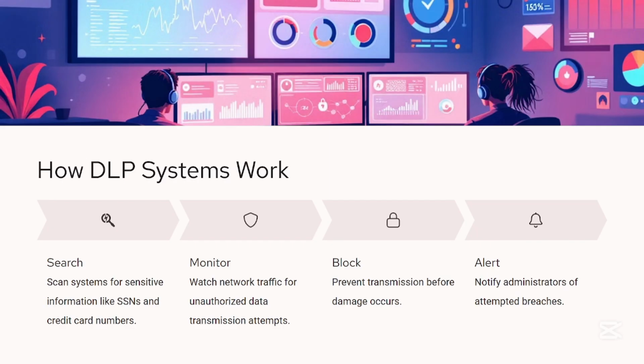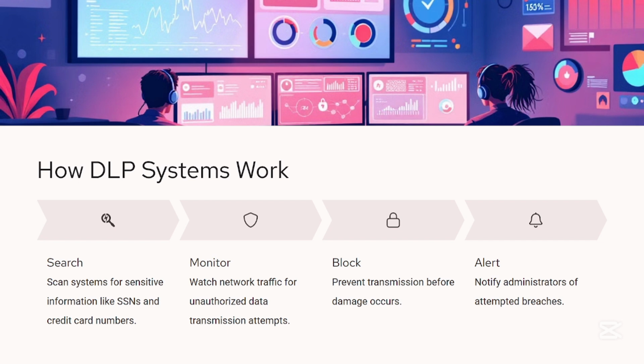So how do data loss prevention systems work? They do this first by searching systems for sensitive information like social security numbers and credit card numbers. They monitor network traffic for unauthorized data transmission attempts or data theft. They block transmission before damage occurs, and they alert administrators of attempted breaches. So they search, monitor, block, and alert. That's how data loss prevention systems work.